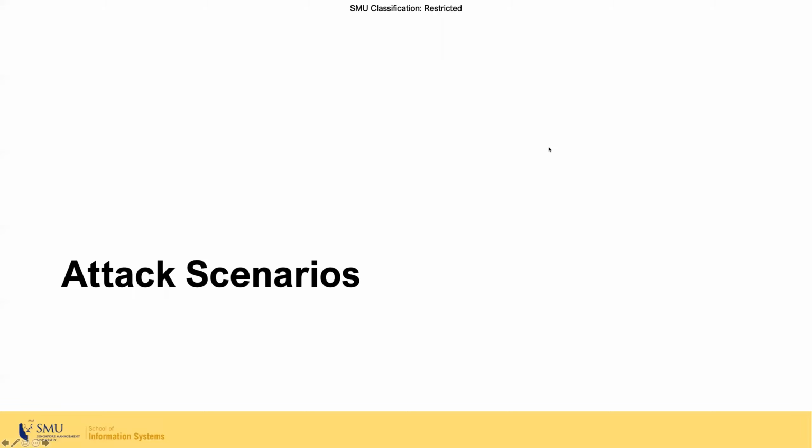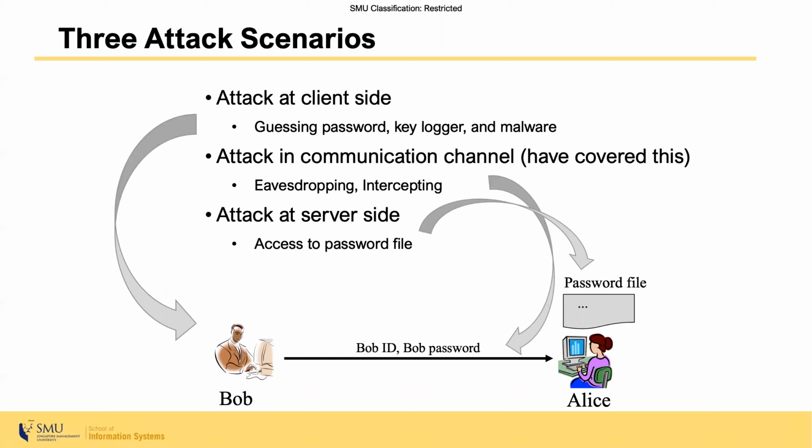Now that we have defined what authentication is, we can discuss the attack scenarios in the context of authentication. There are three possible attack scenarios: attack at client side, attack in communication channel, and attack at server side. We have already discussed possible security issues in the communication channel, so we won't be covering this in this authentication lecture series. Rather, we will focus on attack at client side and attack at server side.